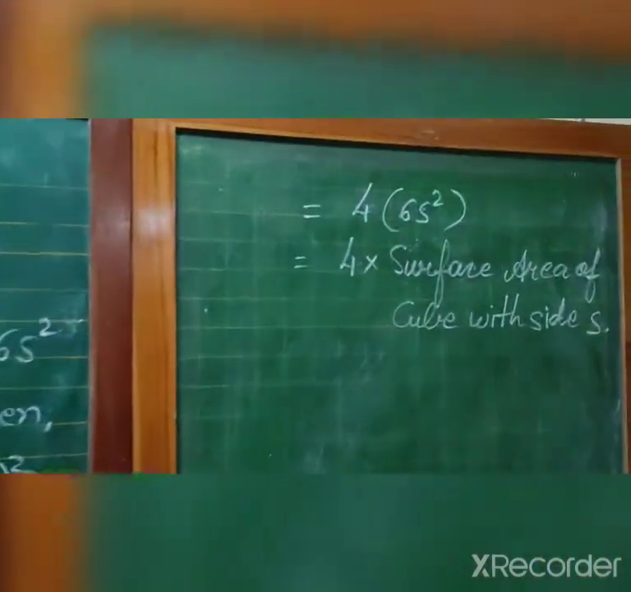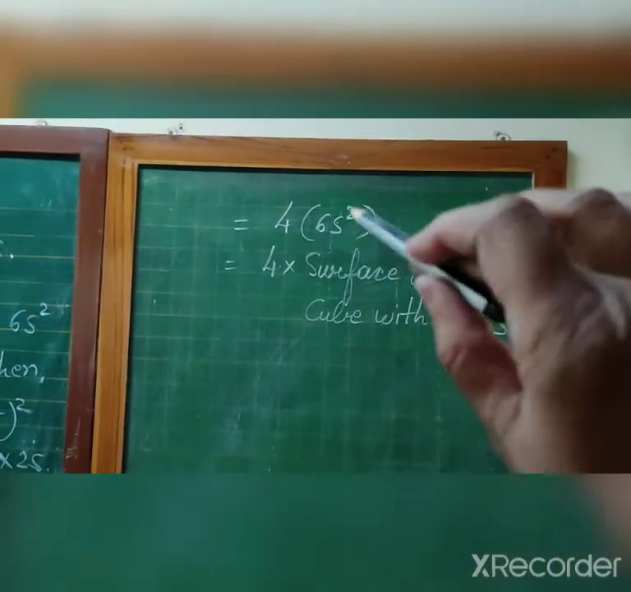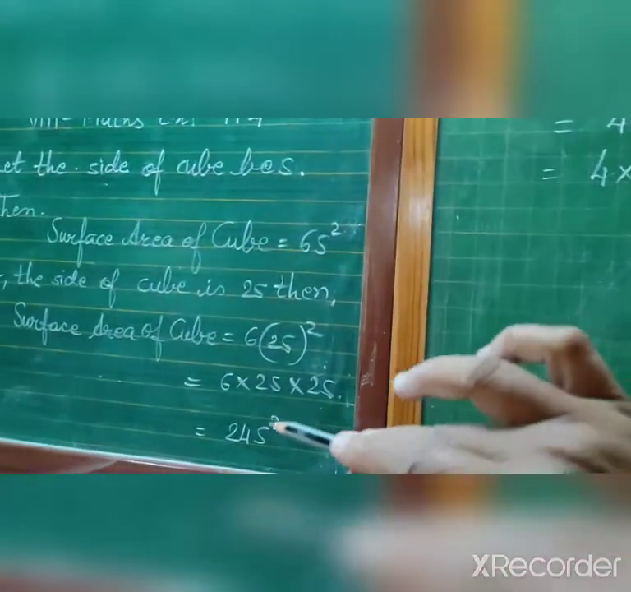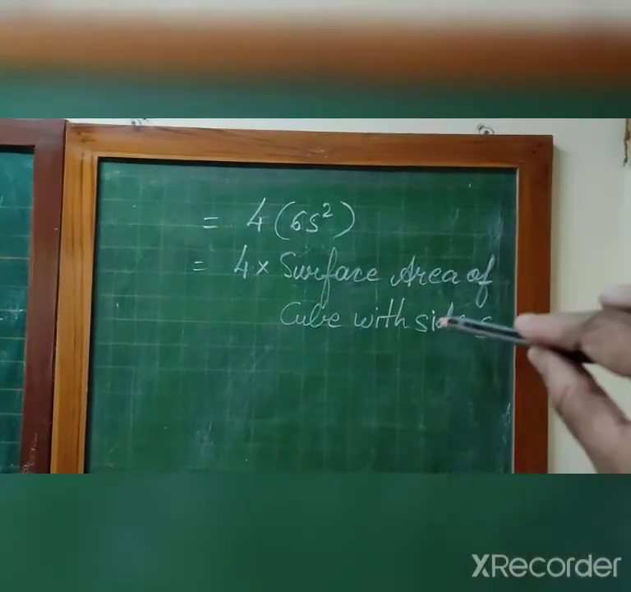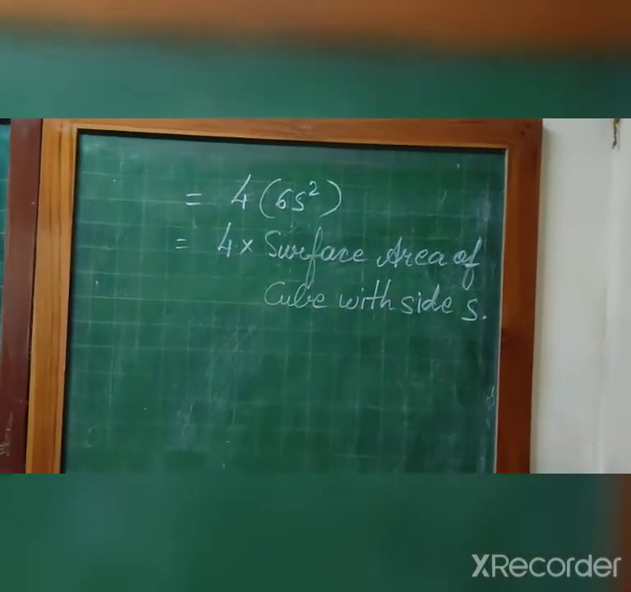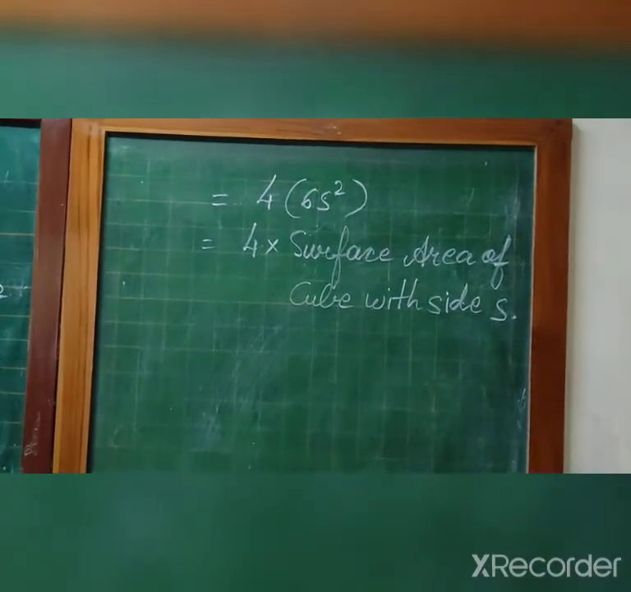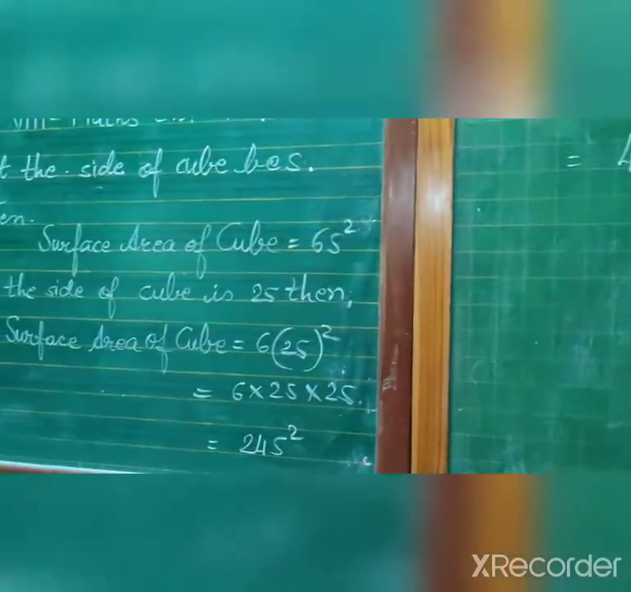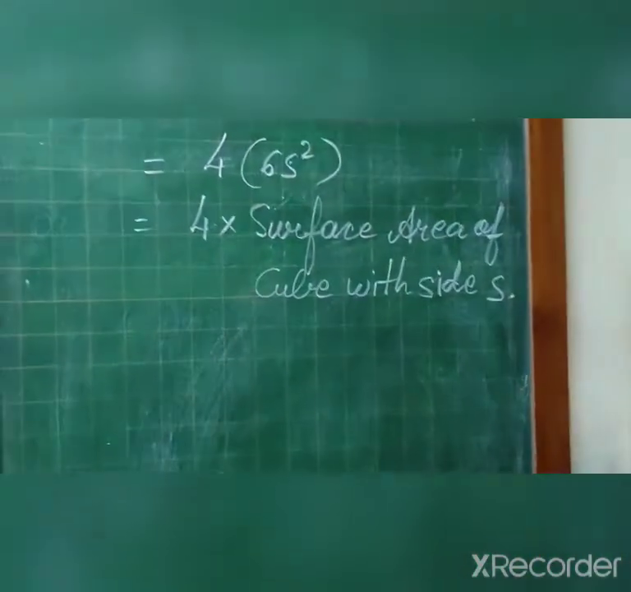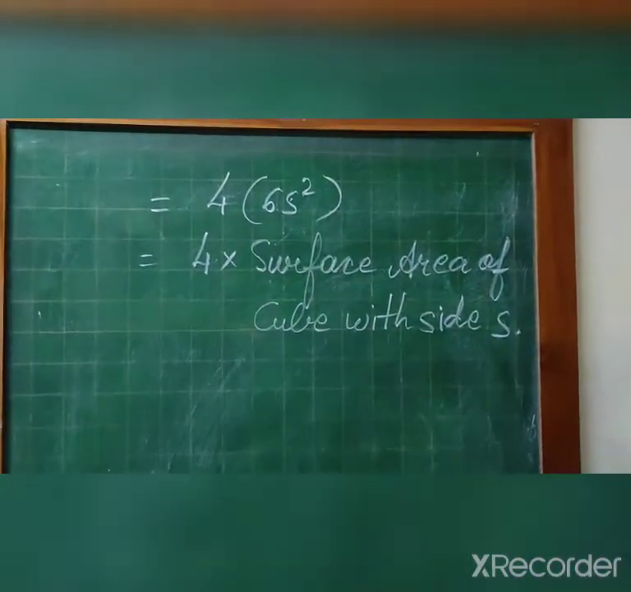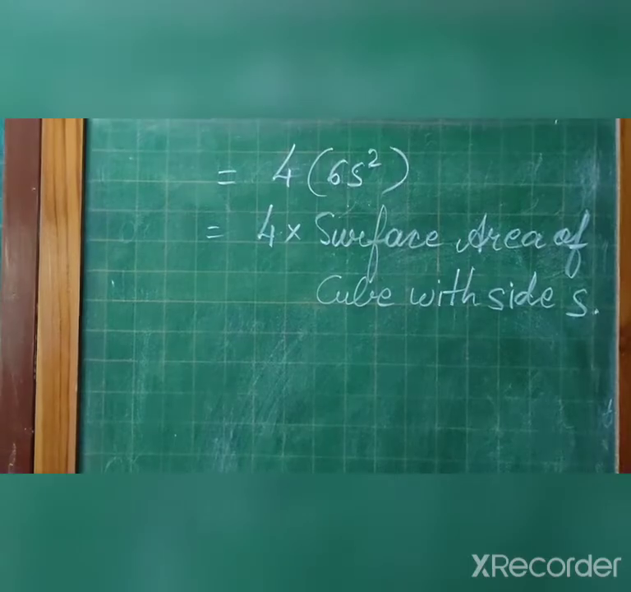So we can write the surface area of the cube with side 2s is 4 into 6s square, again we get 24s square. So 4 times the surface area of the cube with side s. That means when we double the side of the cube, the surface area is 4 times greater than the surface area with side s. 4 times it will be greater, which one? With side 2s.